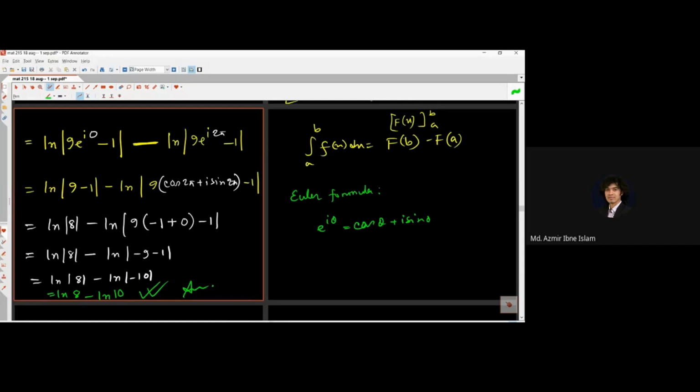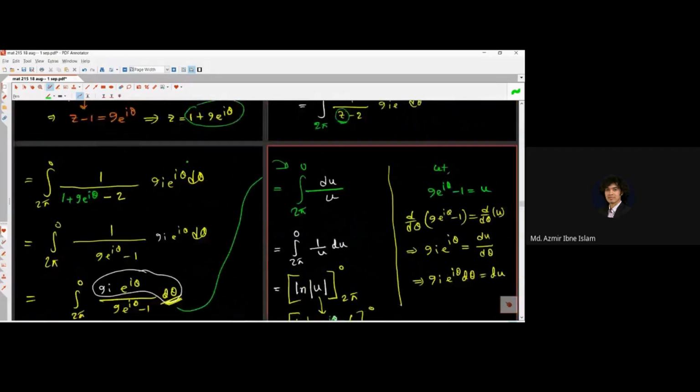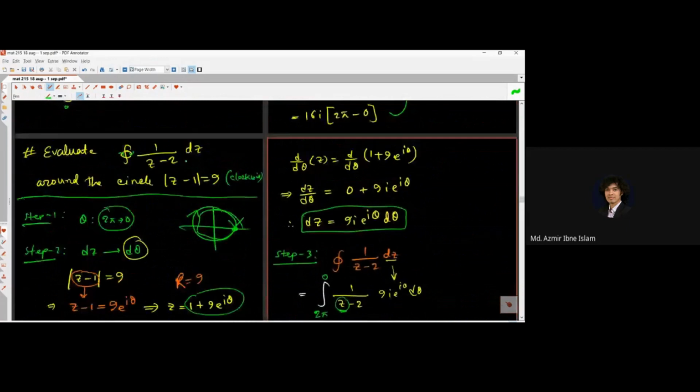Clear? You can also keep your answer here. That is also enough. You will get marks. But I have simplified this one. So the main idea is that whatever concept I have applied here, that is contour integral in circular region.